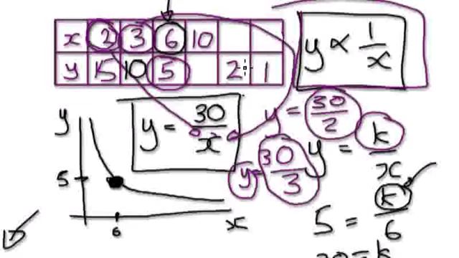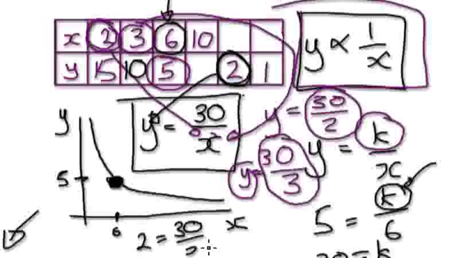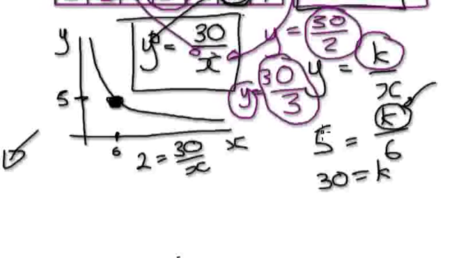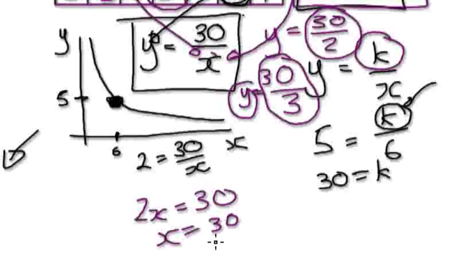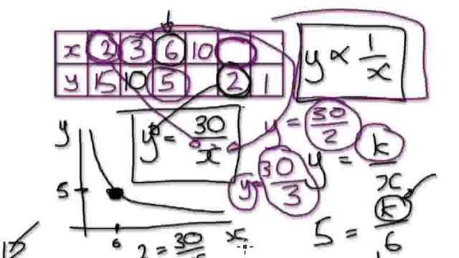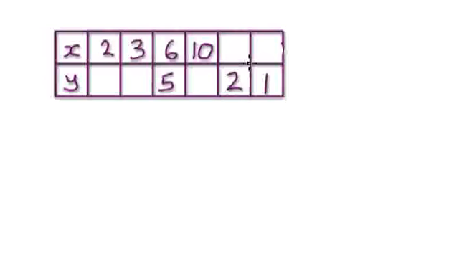And then if you get here, you're given the value of y. So you put this into the y. So this will be 2 equals 30 over x. And you see this blank here is x. You want to work out x. So what you do, you times both sides by x. So it will be 2x equals 30, and then you divide both sides by 2, so x equals 30 over 2, which is 15. So your answer should look something like this.